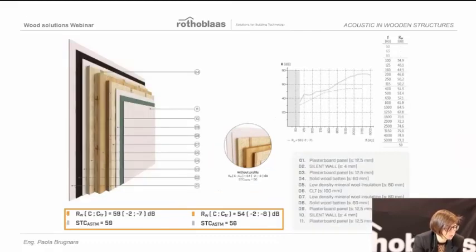Another technique is to increase the superficial mass of the partition. In this case, we have coupled the plasterboard panels with a bituminous, very heavy membrane, and increasing the superficial mass increases the acoustic performance of the partition. So before we have 54, and then we have 59 decibels.